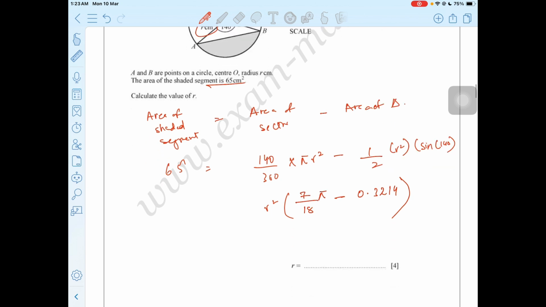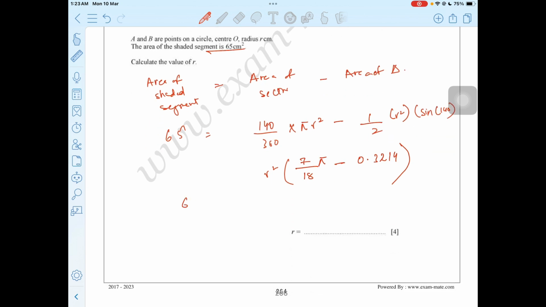Right, so this would be 0.9, and then 65 is divided by 0.9, which is R square, and then we take the square root. So this would be 65 over this, and then we take the square root to get our answer as 8.496 or 8.5, right?